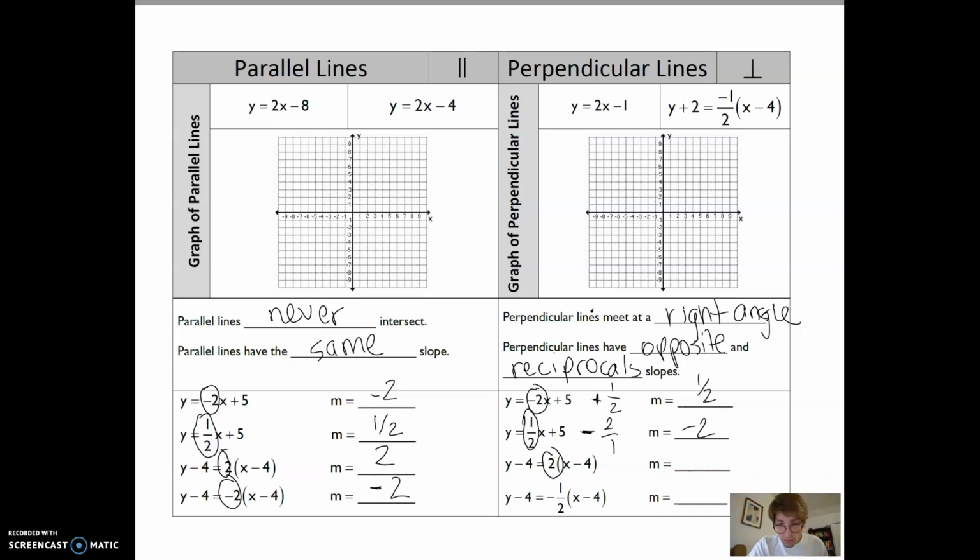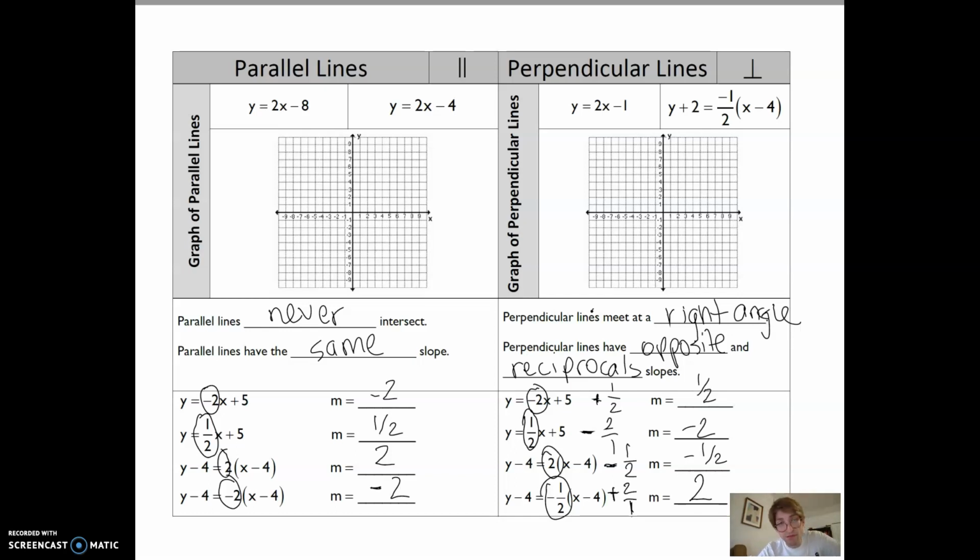Our slope for the third one is 2, so taking the opposite would make it negative. Flipping it over would be 1 over 2, so our perpendicular slope would be negative 1/2. Finally, looking at the last one, we see the slope of negative 1/2, we do opposite, so it would be positive. Flip it over, 2 over 1, so our perpendicular slope right there would be positive 2.